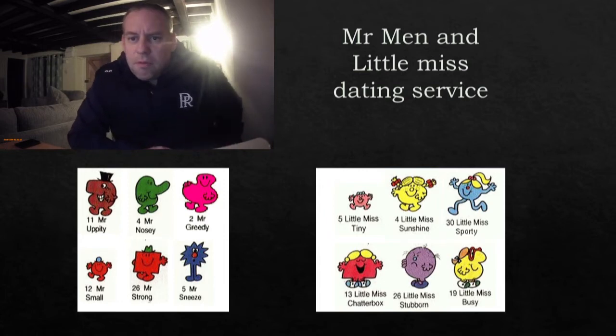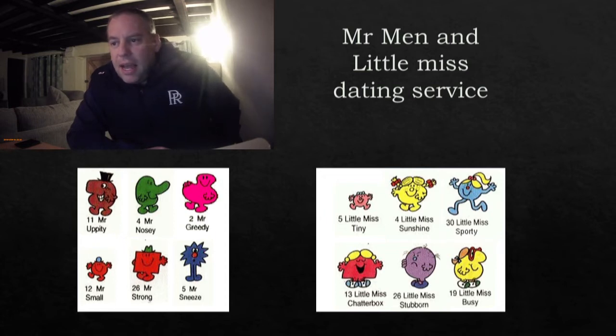So at the bottom here I've got 6 Mr. Men. Hopefully you're fans of Mr. Men and you can recognise them. And then on the right hand side we've got 6 little misses. Now what I'm going to do is imagine that they all get together and breed, and we're going to look at their offspring.